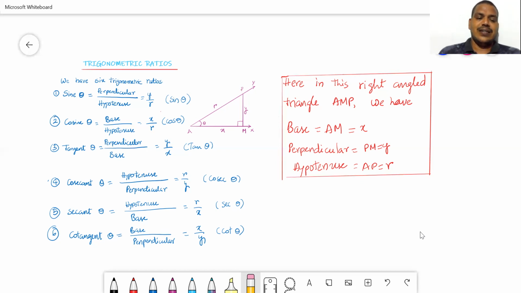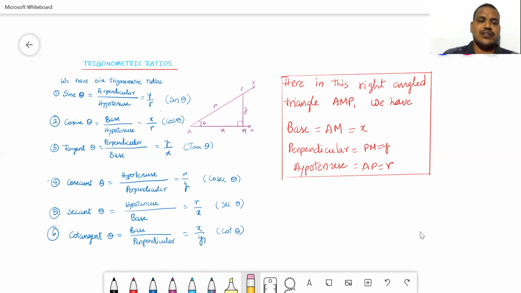The fifth one is secant theta, which is equal to hypotenuse by base, that is AP by AM, which equals R by X. We can write it as sec theta and read it as secant theta. And the sixth one is cotangent theta, which is equal to base by perpendicular, that is AM by PM, which equals X by Y, and we can write it as cot theta and read it as cot theta.